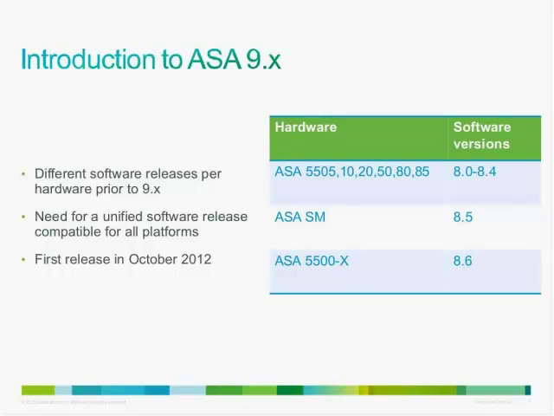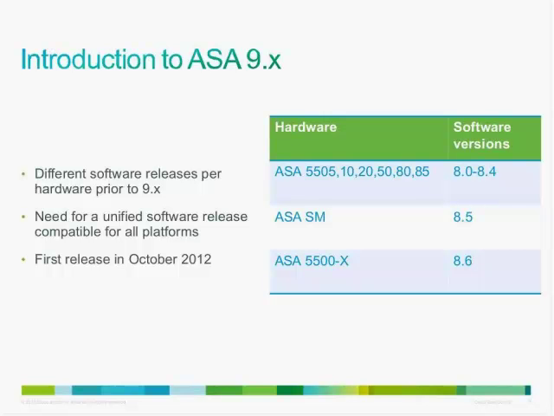Then you had ASA SM requiring a separate software release, 8.5. And you had the ASA Next Gen platform, which required 8.6. So that created a lot of confusion, and there was a need for a single software supporting all the platforms. That's when 9.x was born.